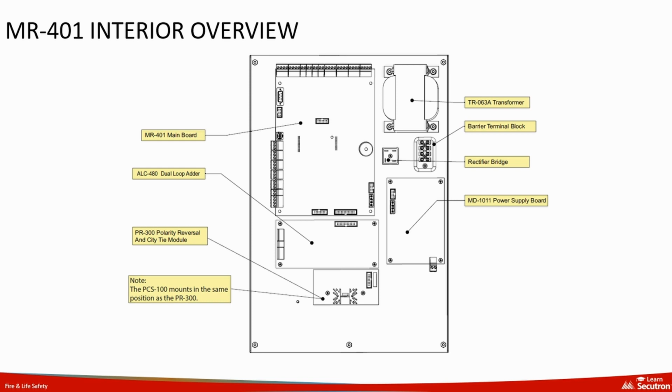If used, it's noted that the PCS100 mounts in the same location as the PR300, but only one or the other can be used. In the upper right, we find the transformer and the AC power barrier terminal block. Adjacent to these components is the rectifier bridge for converting AC to DC power. Finally, we see the power supply board location, providing the necessary power distribution for the system. The panel ships complete with no additional assembly except add-on module options shown below the main board.